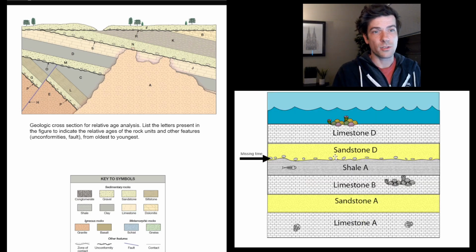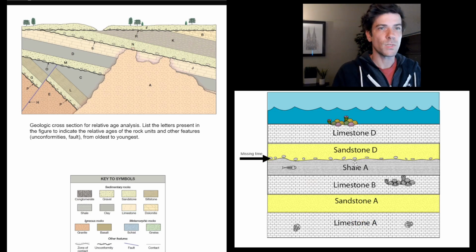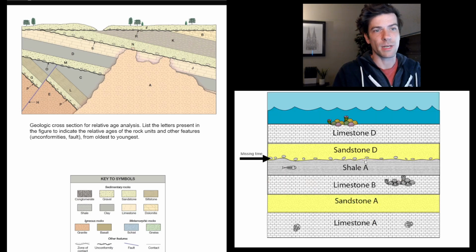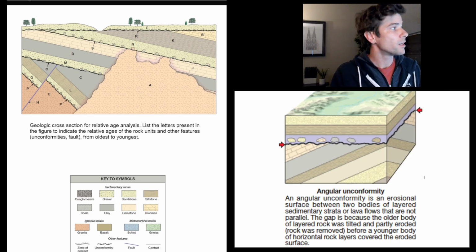And so this surface here is an unconformity. An unconformity can be what we would call a disconformity, and that has the rocks above and below parallel to one another. Or it could be an angular unconformity, and these happen a lot in the rock record. And in fact, there's multiple examples of them over here, right?